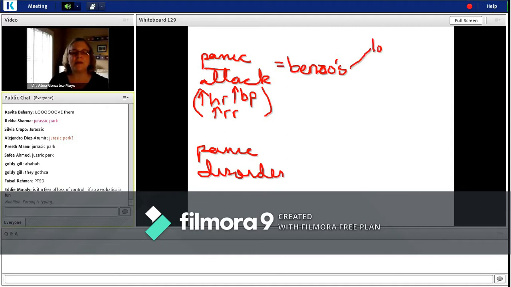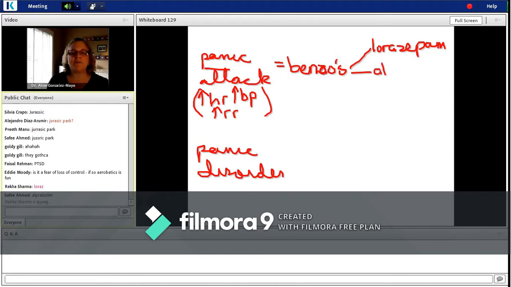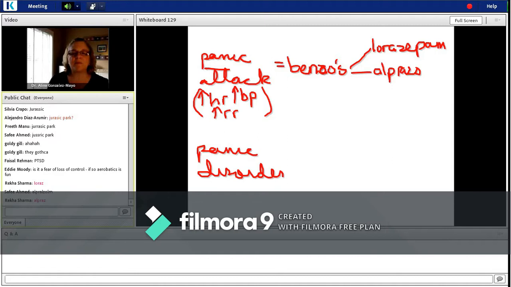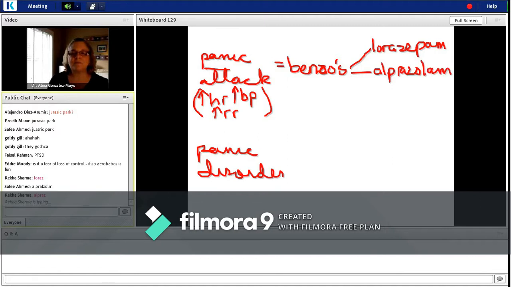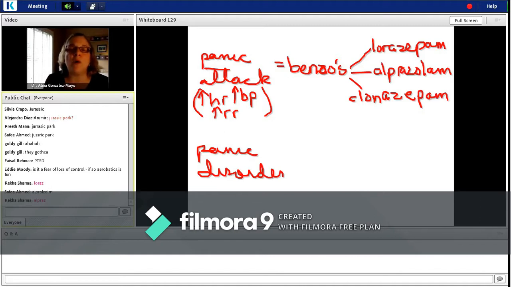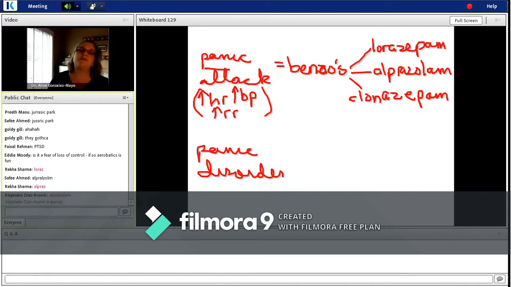Now, which benzos can we use? We can use lorazepam, which is the one that's typically used in the ER, which is Ativan. We can use alprazolam, which is Xanax, or we can use clonazepam, which is Klonopin. But remember, any benzo is doable. However, on the exam, it will probably be one of these that will be present. So if they're being super nice to you, they're only going to give you one benzo. If they're not being nice to you, they're going to give you 2 benzos, and you have to pick one versus the other.